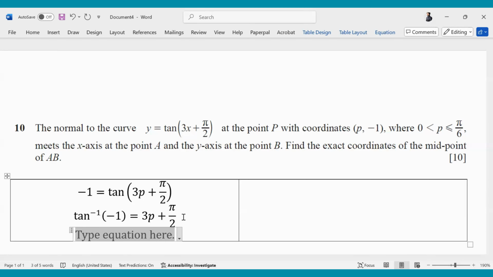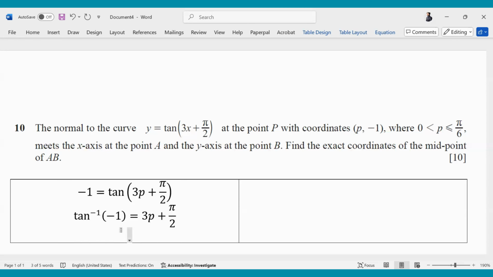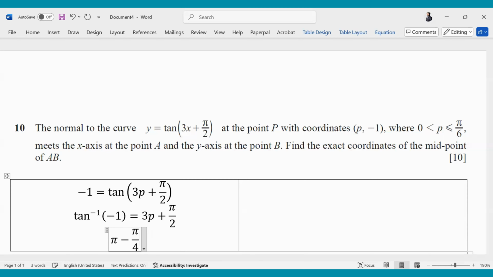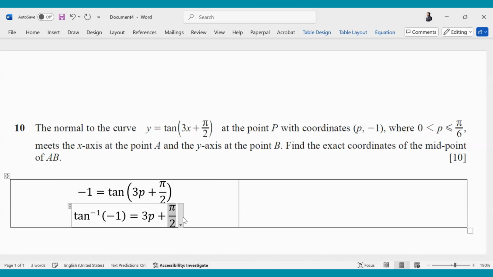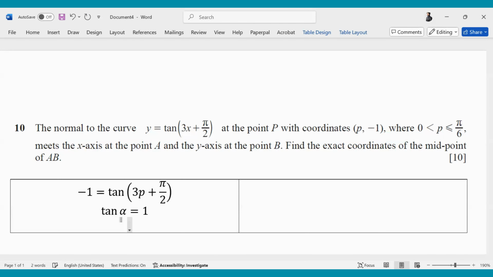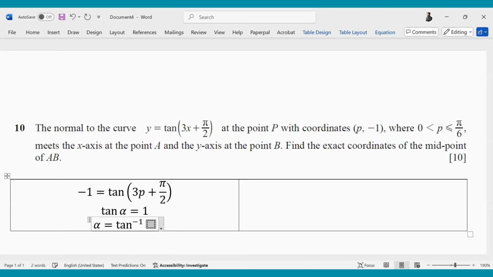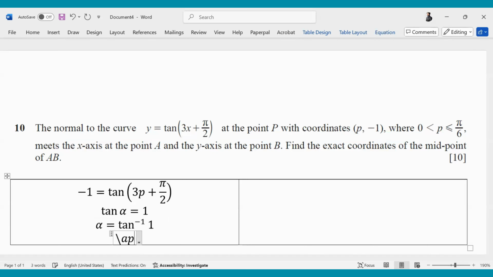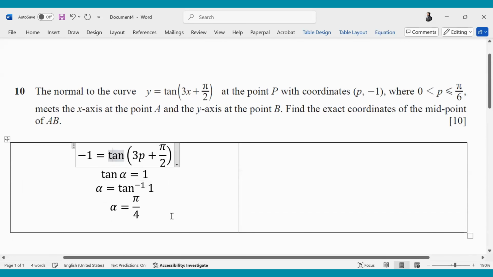It should give pi by 4 in the second quadrant, right? I'm looking for a positive value, so pi by 4 in the second quadrant. Does that make sense? Pi by 4 in the second quadrant means pi minus pi by 4. Let me show again. If I say tan alpha is 1, then alpha is tan inverse of 1, so alpha is pi by 4. Is that right?